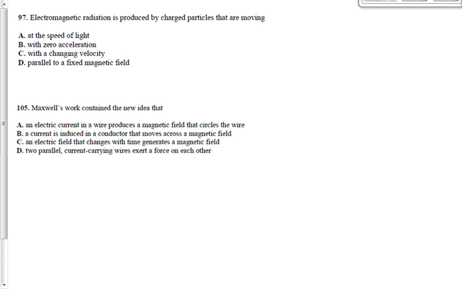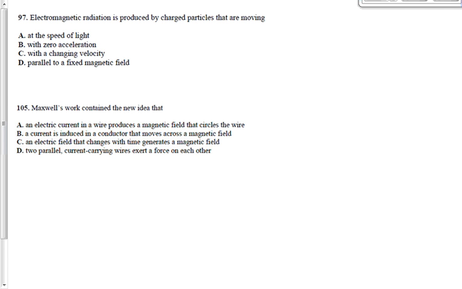Charged particles don't travel at the speed of light. Nothing travels at the speed of light except light. With zero acceleration, in other words, constant velocity, charged particles produce an electric field and a magnetic field. But what do we need to have EMR produced? Not just a constant electric and magnetic field, but a changing electric and magnetic field. So that's not going to work either, is it?